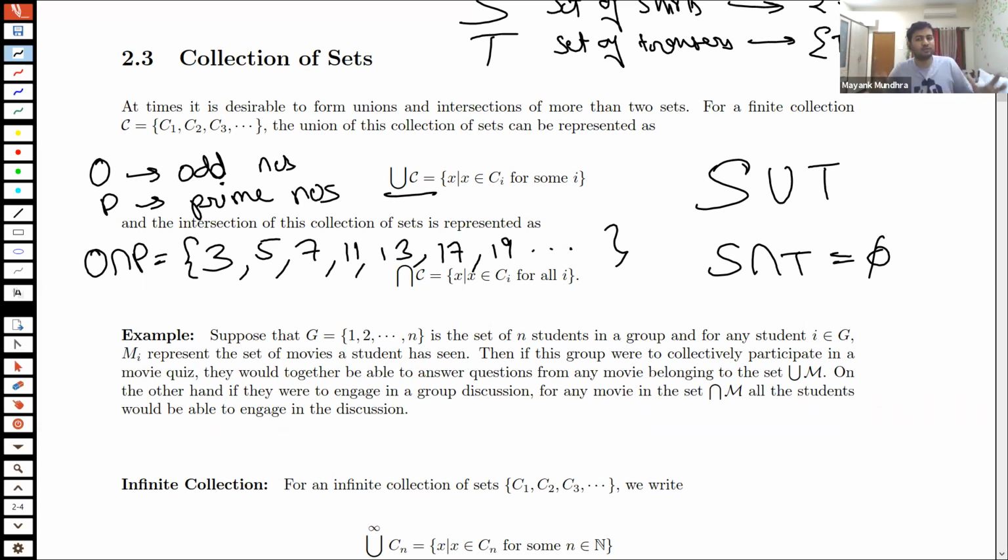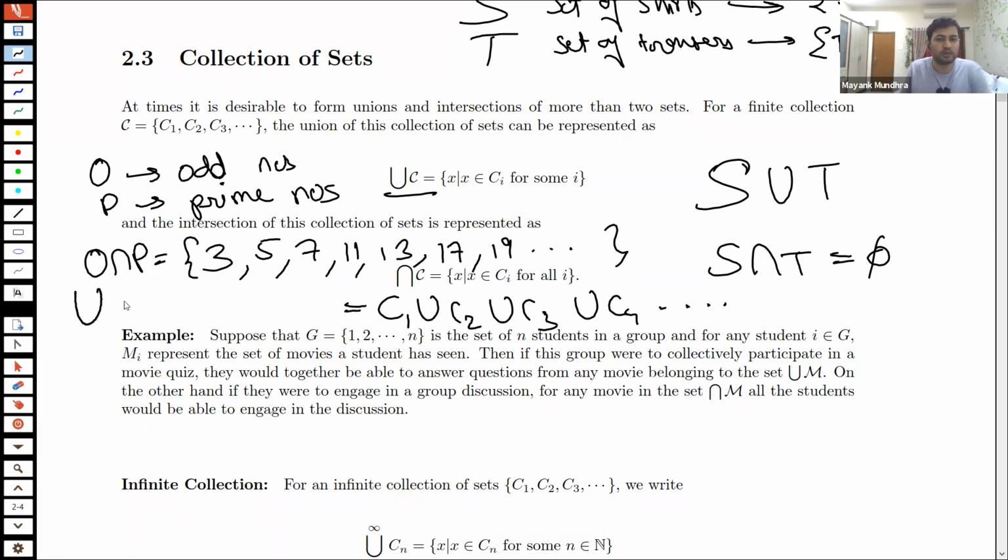So when you have more than 2 sets, you can either write it as C1 union C2 union C3 union C4 and so on, which becomes very cumbersome. Another way to write it would be just union of Ci for all i belonging to, let's say, natural numbers. Suppose this is an infinite collection. So one way to write it is just union of all Ci. It's just a representational thing. You can write each and every set separately, or you can just write a big U with Ci.